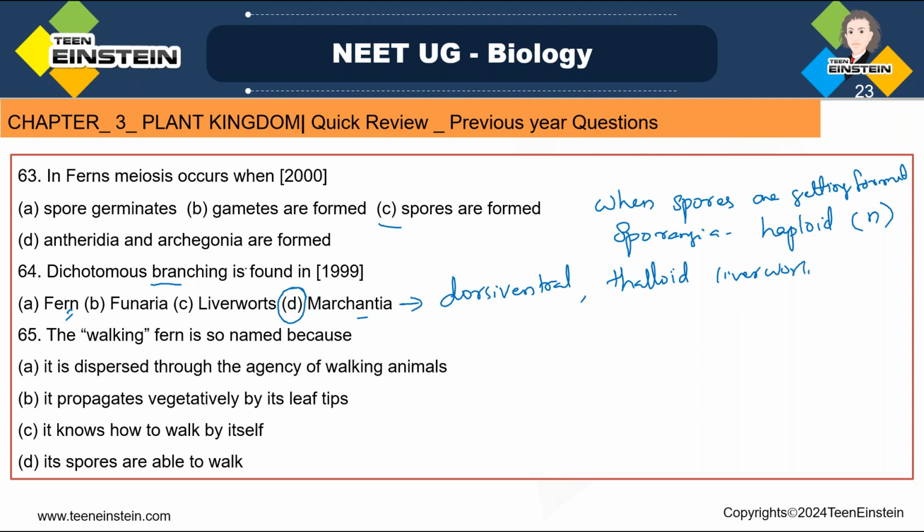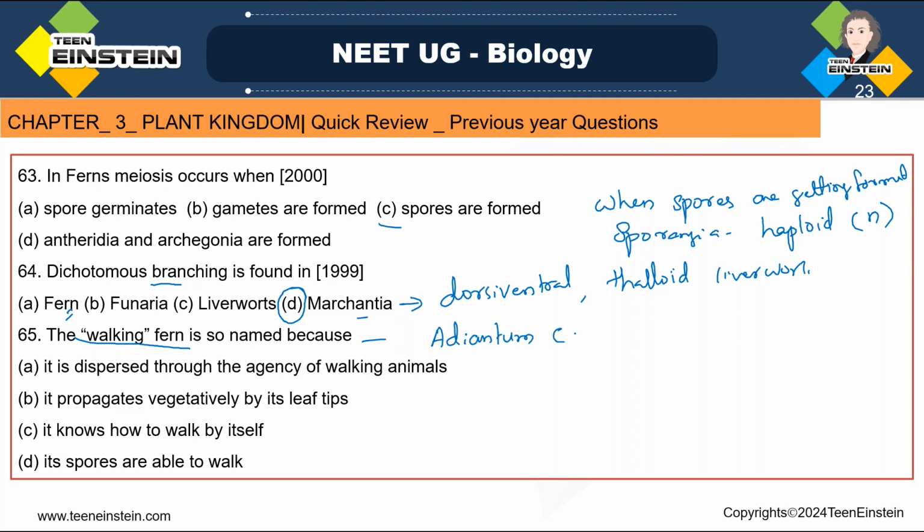Okay. And for the other options, we said fern, Funaria, and here you are learning one more extra point about Funaria, right? So here the right option is Marchantia. Then the next question: the walking fern is so named because... Which is the walking fern? The walking fern is named so because... What is the right name of the walking fern? It is Adiantum caudatum, right?